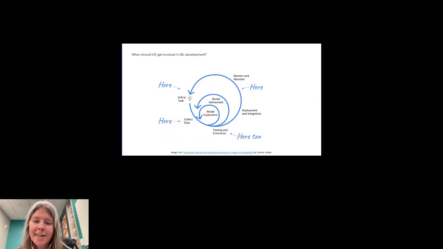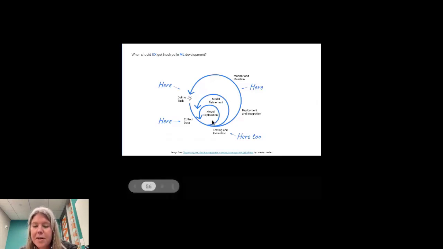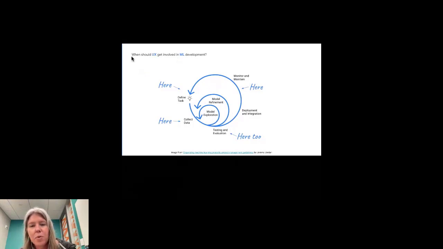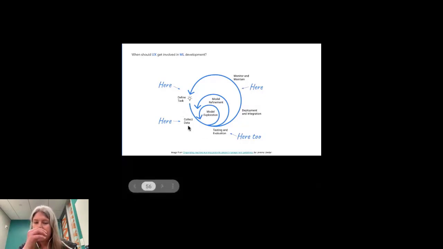And this is my last slide. There's a diagram of what the machine learning life cycle looks like, from data collection, defining the task, testing and evaluating. And I have this here: when should UX get involved in machine learning development? Well, I think it's everywhere. Defining what the actual goal is, evaluating it, prototyping it, testing it. I think interaction design and being iterative in your testing is important throughout the whole thing.